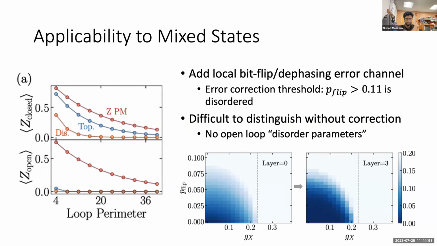Yeah, that's exactly right. Actually, the systems that we looked at were pretty large because we were using some PEP sampling techniques in order to do our numerics. So that's how we can go to very large loops without worrying about system size effects.